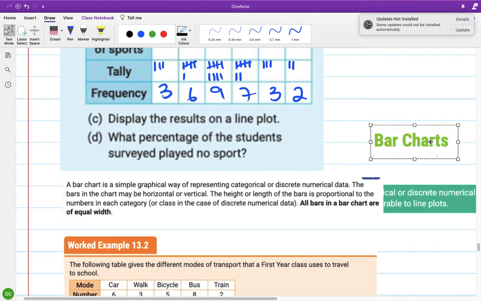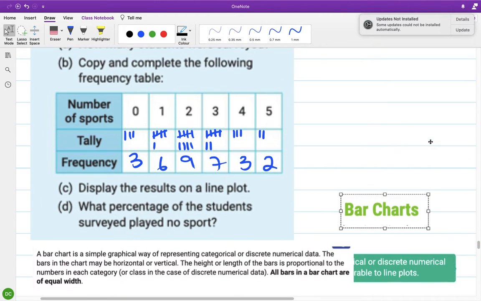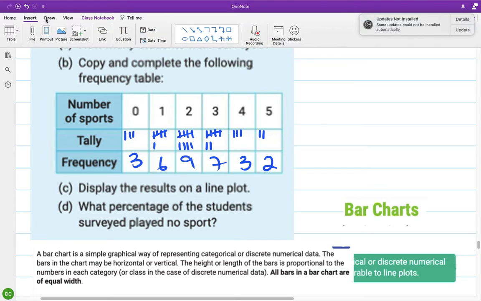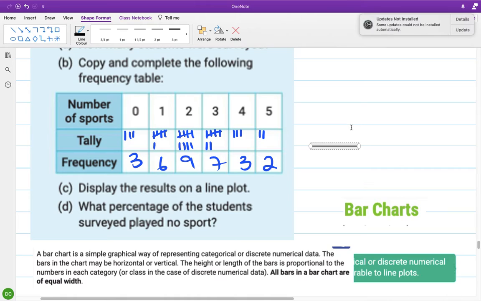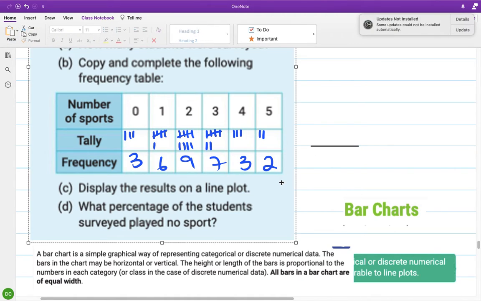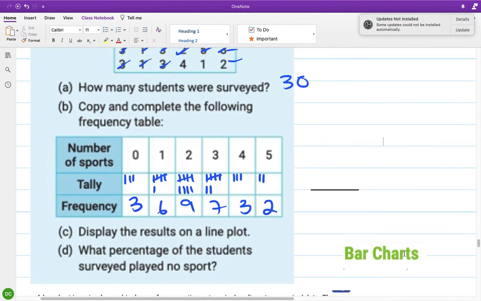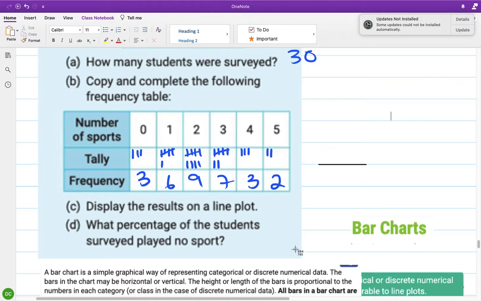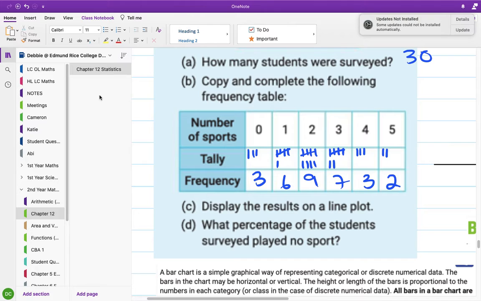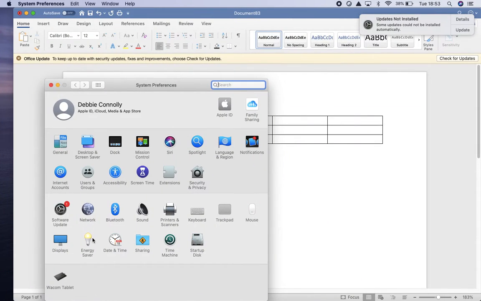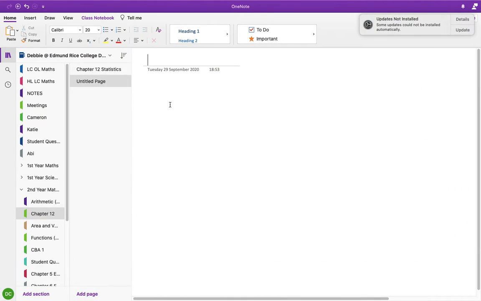Right, display the results on a line plot. Okay, so I gave you this just so I could properly show you how to draw a line plot. Actually, do you know what, I might move. I don't think that's going to work. Okay, hang on. I am just going to take this onto another page so I'm not messing with it.